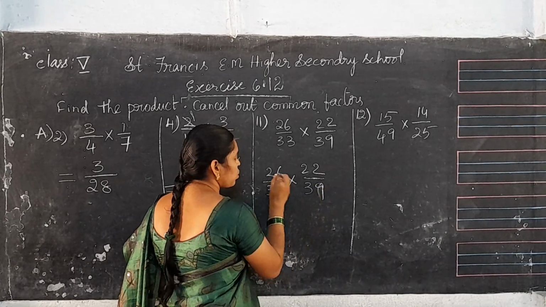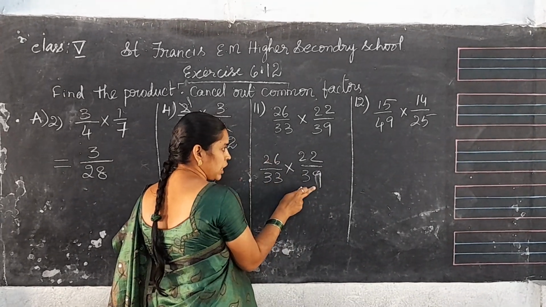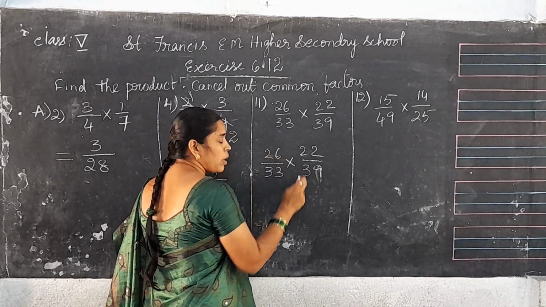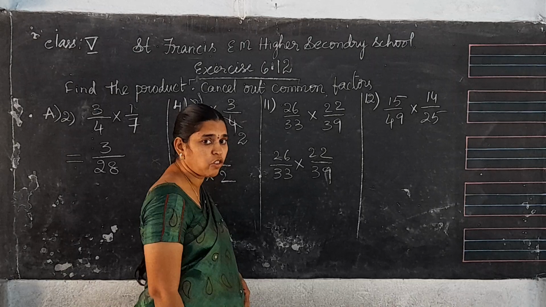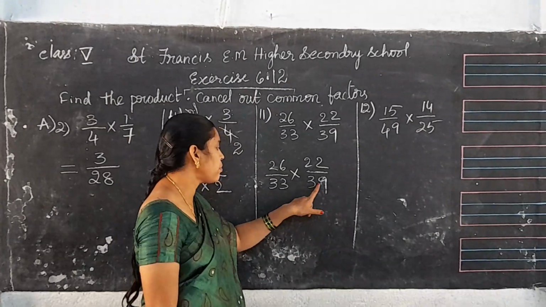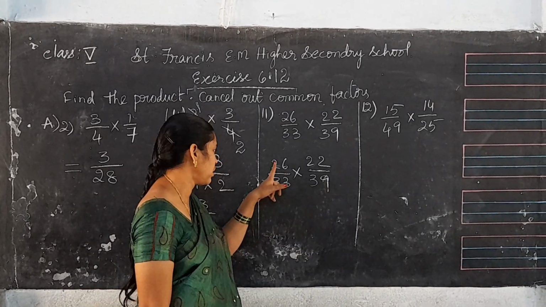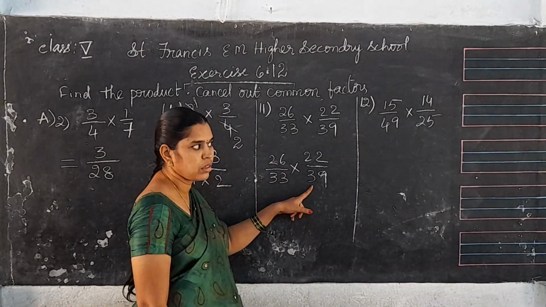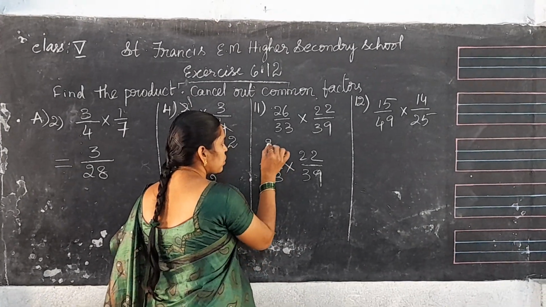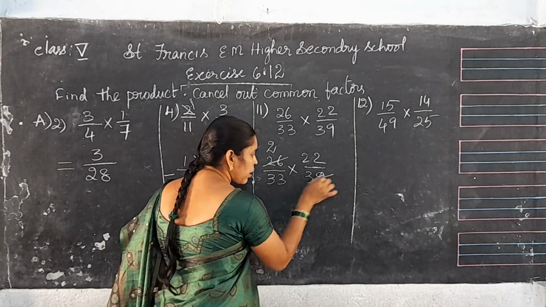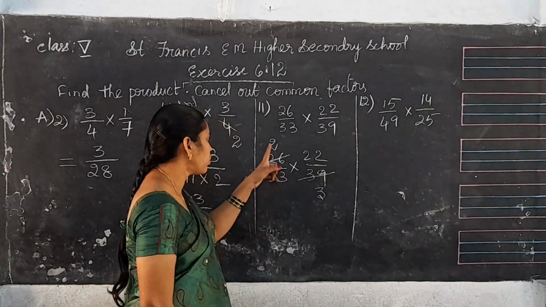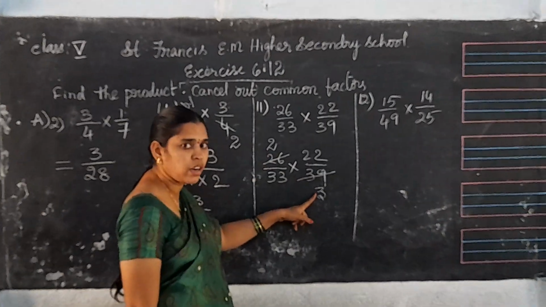Now you check these two numbers, first numerator and second denominator. In these two numbers, any common factor except 1? Yes. What is that number? 13. Cancel these two numbers by 13. 13 how many times will it go in 26? 2 times. 13 how many times will it go in 39? 3 times. Right? Now 2 and 3, any common factor except 1?